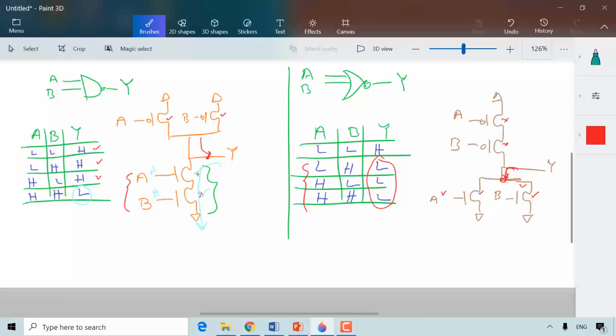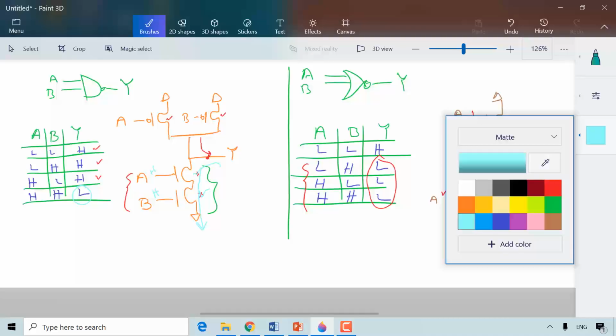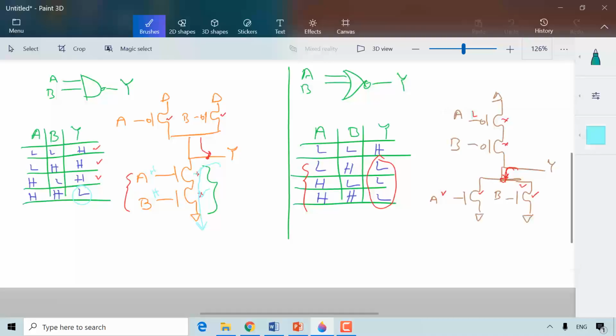Now, when both inputs are low, so this is low, this is low, both of the NMOS will be off, and the PMOS will be on. In this case, we don't have a path from the output to the ground. Rather, we have a path coming from the power supply to the output. This charges the output to high, and that explains why we have a high here.